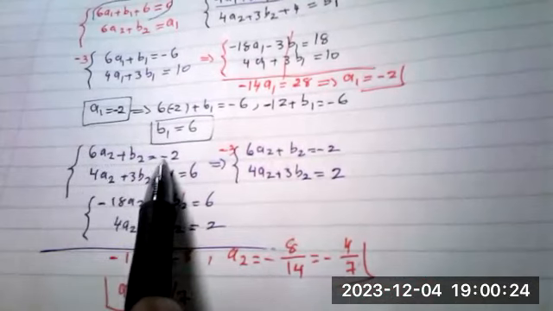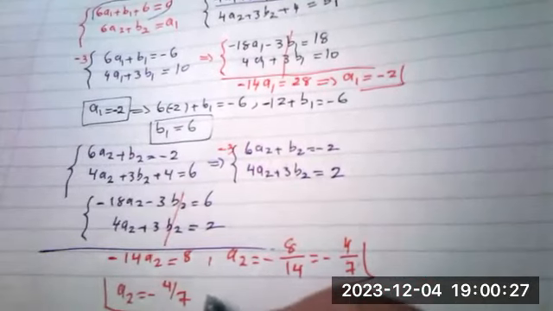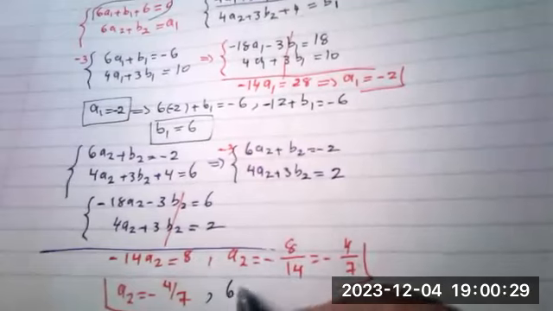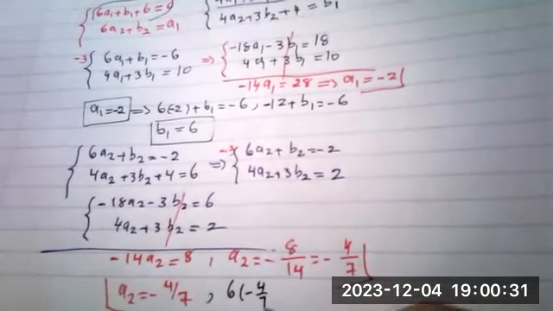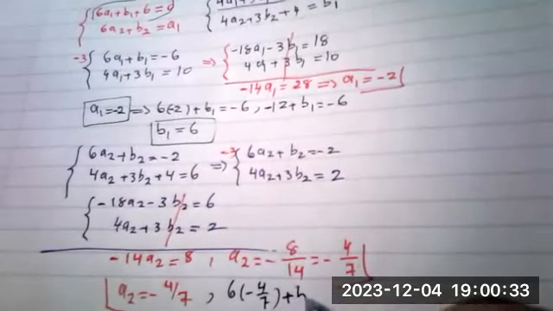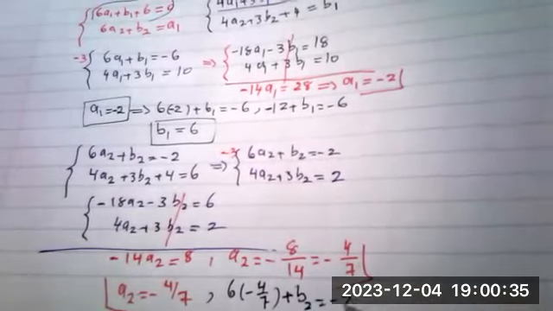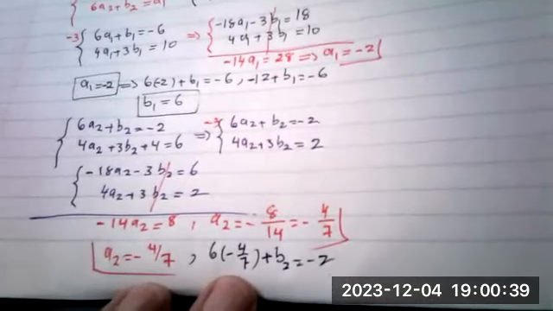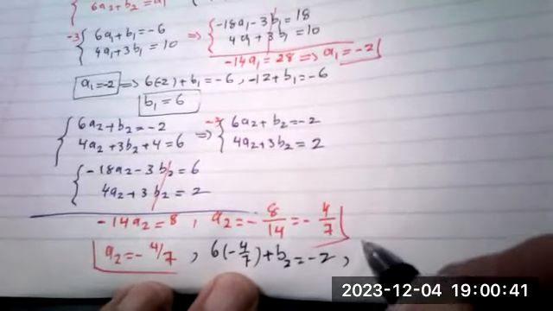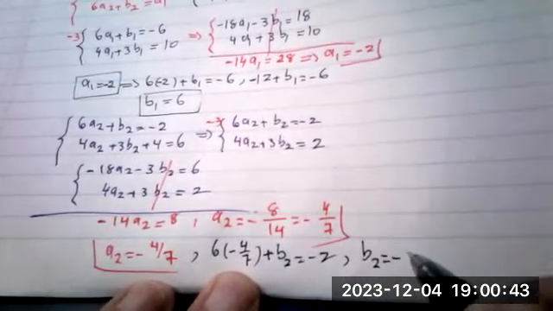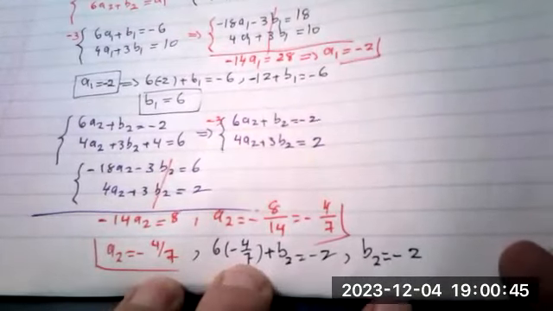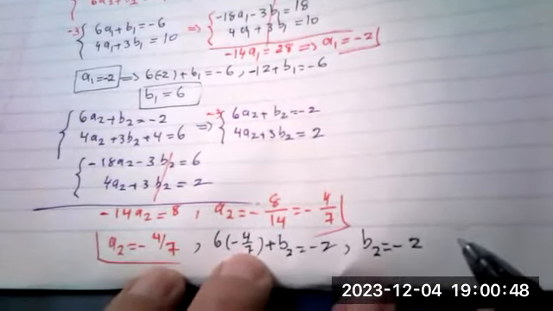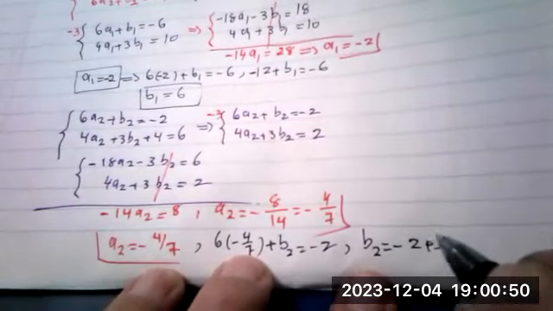Okay, I substitute here. So it's going to be 6A2, 6 times negative 4/7, plus B2 equal to negative 2. So that gives us negative 24/7. I move it to the other side, so it's going to be negative 2 plus 24/7.